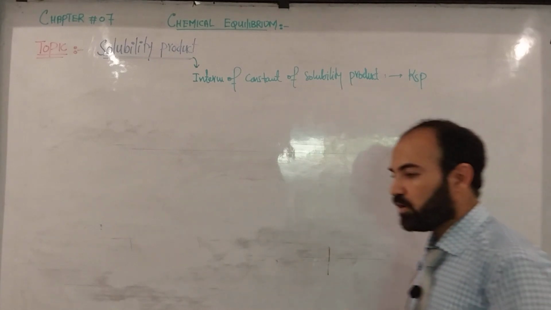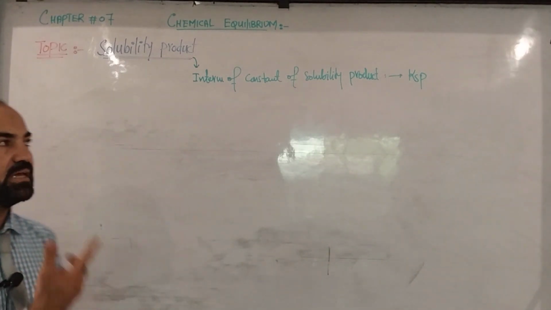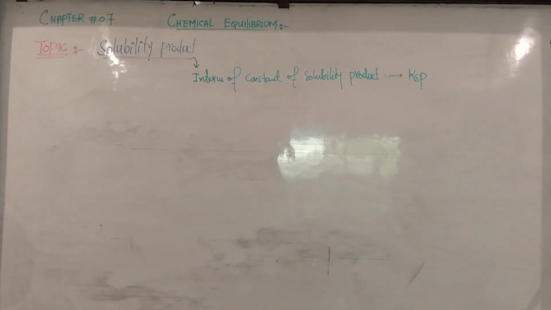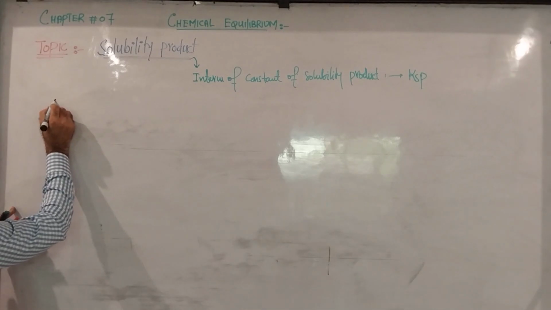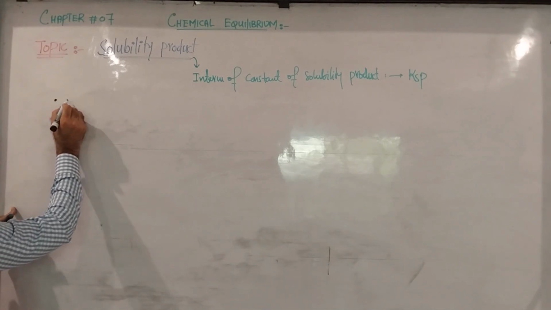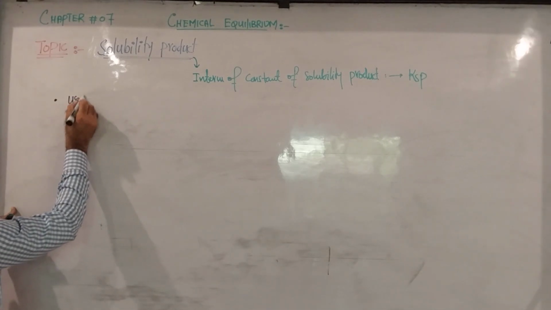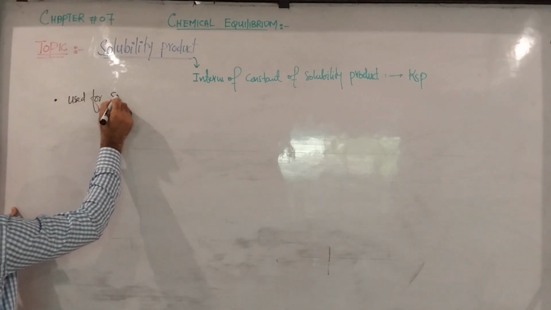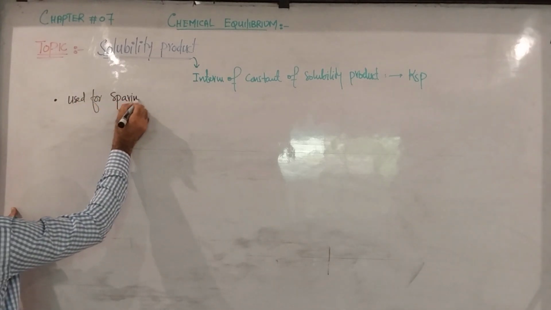Okay, first of all we have to learn some terms in the solubility product or the constant of solubility product. The first point: the constant of solubility product is used for sparingly soluble salts.